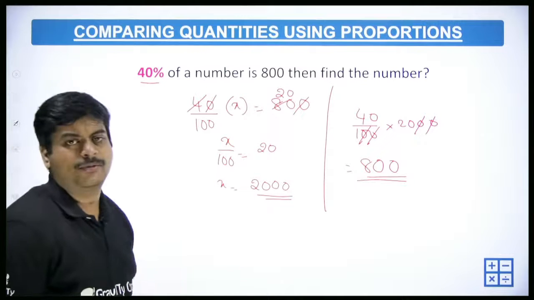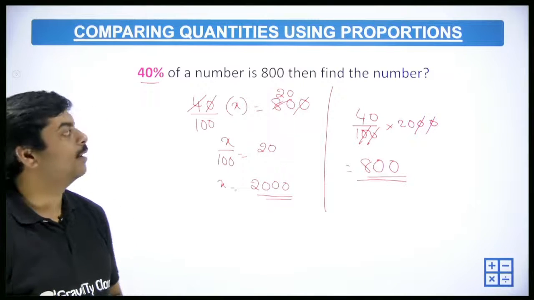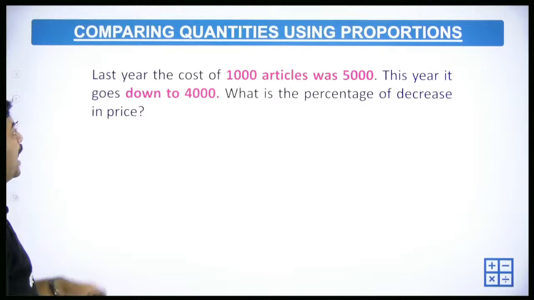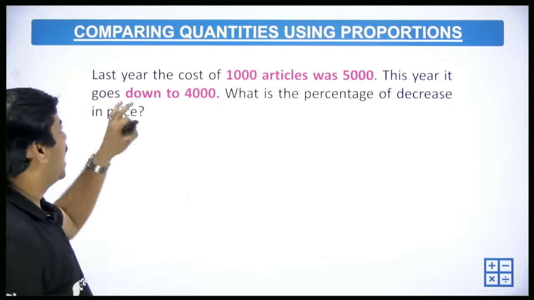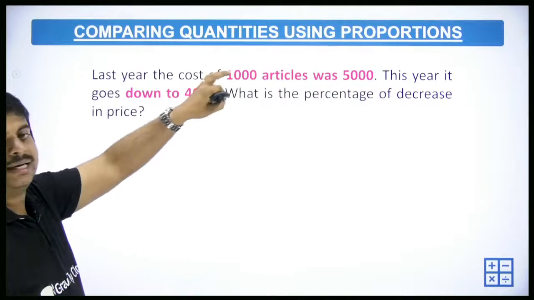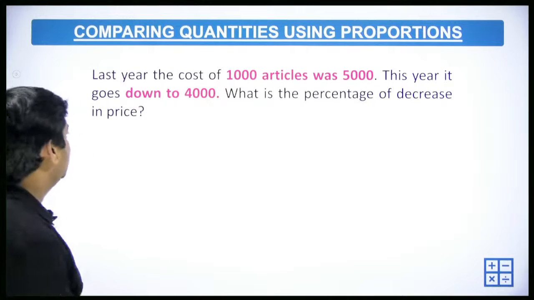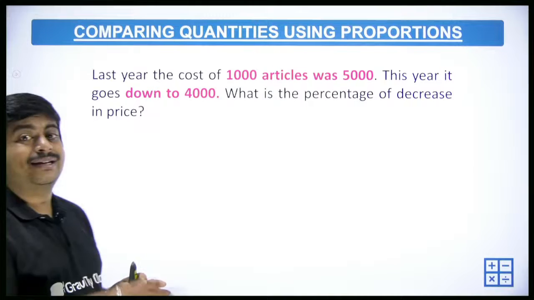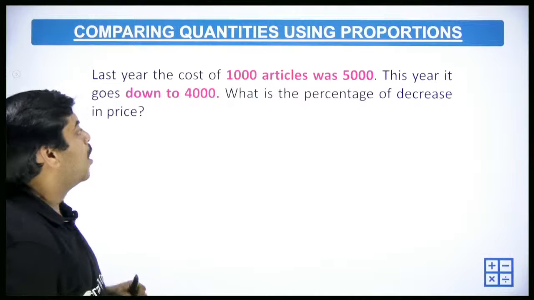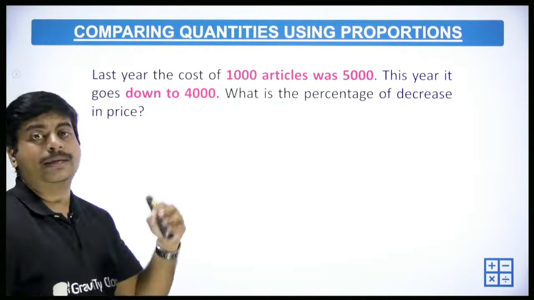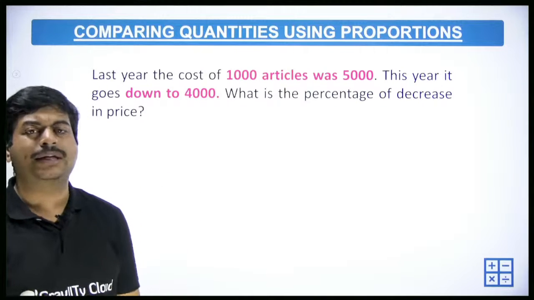So 2000, what is the number? What is the quantity? It is 2000. Right? Next one. Last year, the cost of 1000 articles was 5000. This year it goes down to 4000. That means there is a decrease in price. Can you see that? What is the percentage of decrease in price? How much did the price decrease?